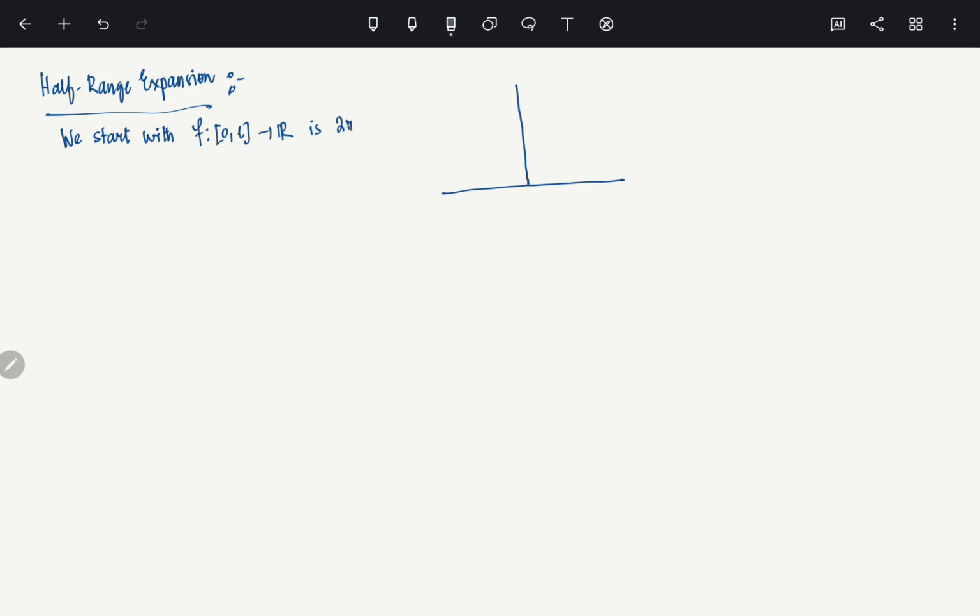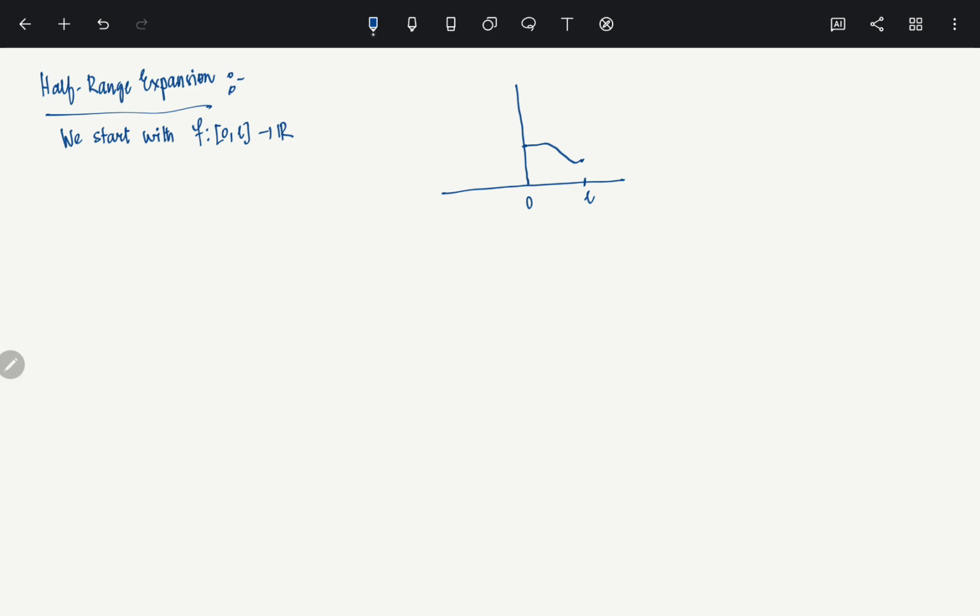For now, let's just assume that this is 0 to L. We don't have to worry about periodicity, it's just defined on 0 to L, and we want to find the Fourier series here. So what to do here? Let's say 0 to L, and the function looks like this. Maybe I can draw it like this. Now what happens is this.